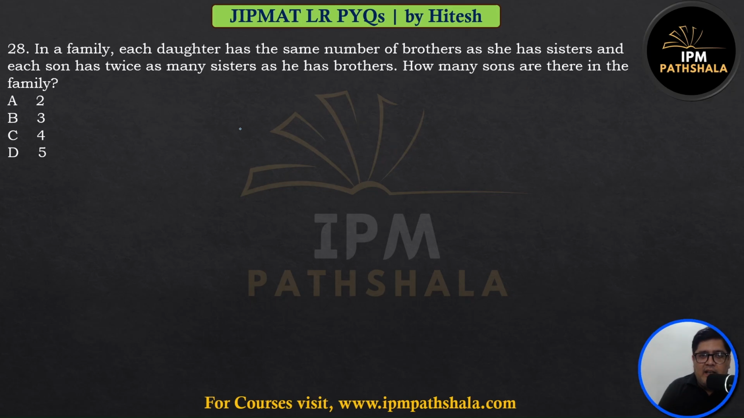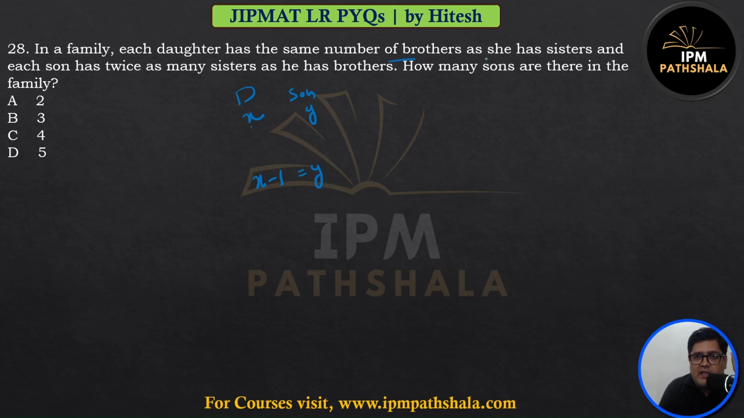Okay. Let us say the number of daughters is X and the number of sons is Y. What are we saying? Each daughter has the same number of brothers as sisters. So if I say Sita is one of the girls or Reshma is one of the girls, how many sisters will she have? She cannot be her own sister. So the number of sisters is X minus 1. But every boy is a brother. So we are saying X minus 1 is equal to Y.